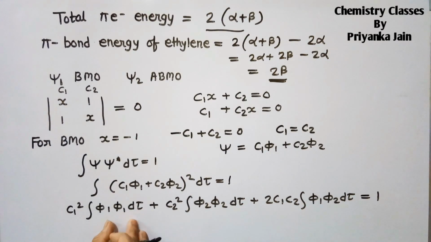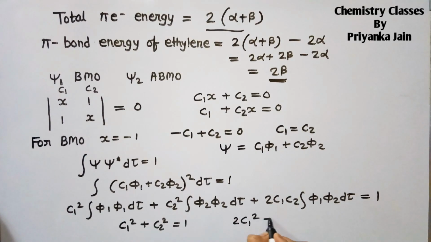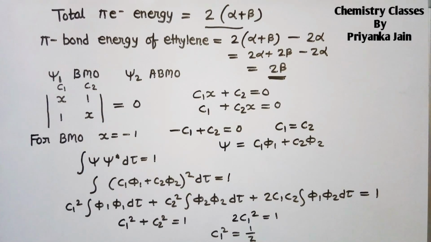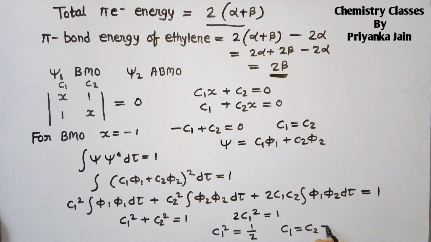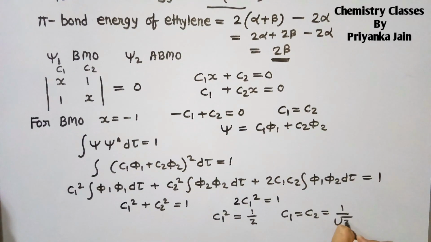Now we have to apply the orthonormality condition. It means this integration will be equal to 1, this will be equal to 1, and this will be equal to 0. So what are we getting? We are getting c1 square plus c2 square is equal to 1. Okay, and we know that c1 is equal to c2, so we can write here 2c1 square is equal to 1, or c1 square is equal to 1 by 2, or we can say that c1 is equal to c2 is equal to 1 by root 2.